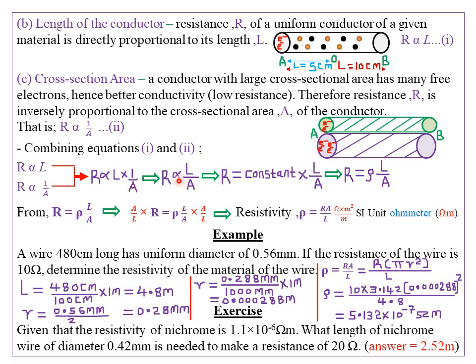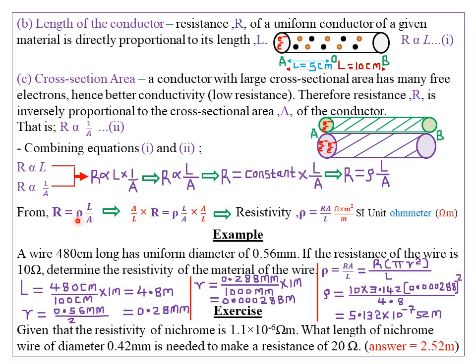Now, to remove the proportionality symbol, we simply introduce an equal sign with a constant. Therefore, R will be equal to a constant times length over area. And this constant, we usually call it the resistivity of the material used, or the resistivity of the conductor. Therefore, from this particular formula, we can conclude that resistance is equal to resistivity times the length of the conductor divided by the cross-sectional area of the conductor.